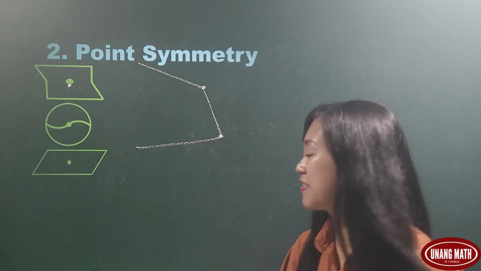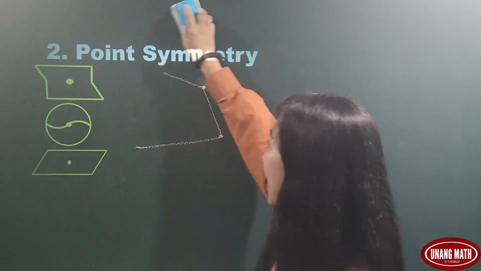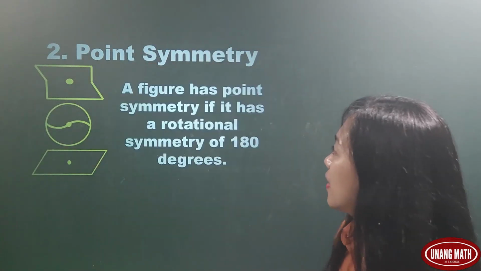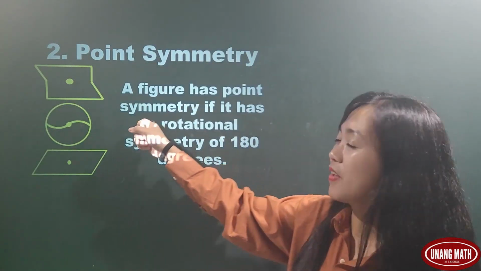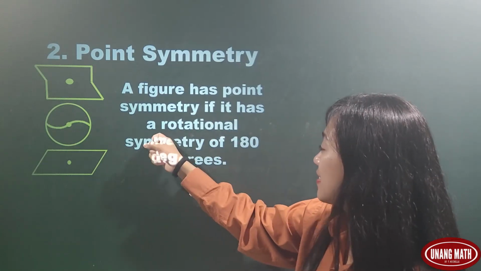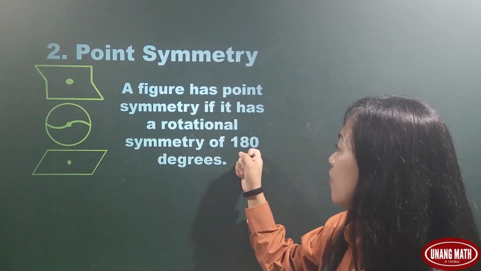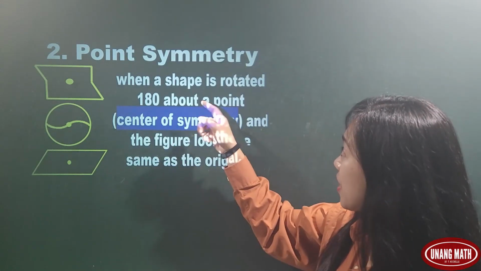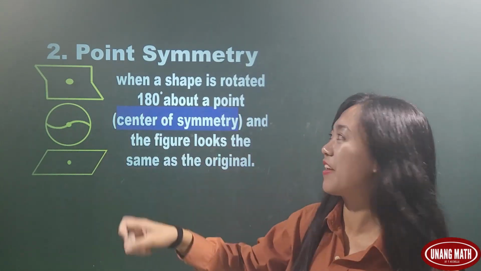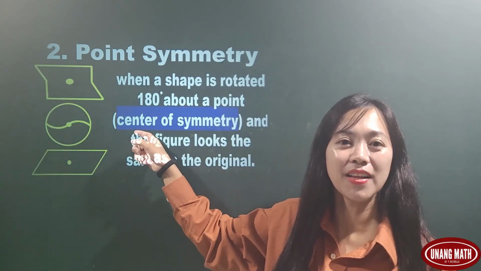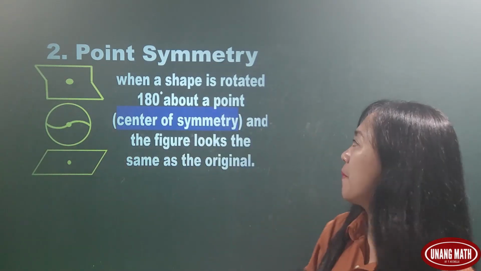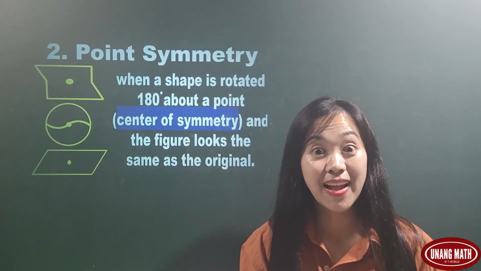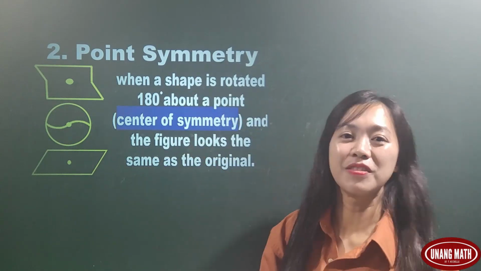Okay, ang pangalawang symmetry ay ang tinatawag na point symmetry. At kapag sinabing point symmetry, okay, a figure has point symmetry if it has a rotational symmetry of 180 degrees. So, paano yan? So, when a shape is rotated 180 degrees about a point or ang tinatawag na center of symmetry and the figure looks the same as the original, merong point of symmetry yan.